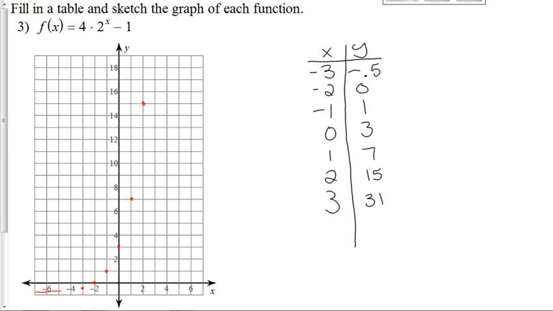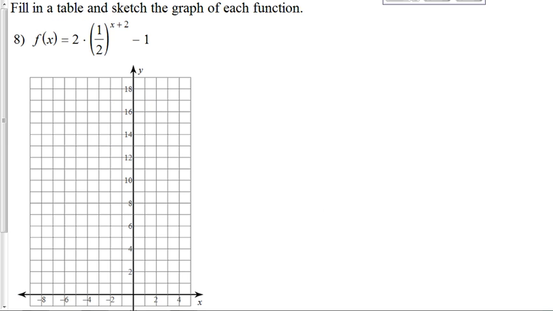Notice that we're going to have a place where the graph approaches but doesn't quite touch. And that is right down here. It never quite touches this negative 1, and that's what we call the asymptote. But there's the graph for now. We're going to talk about asymptotes, domain, and range in a little while. So let's move on to number 8. We'll make another table.